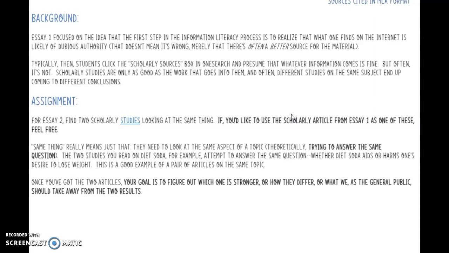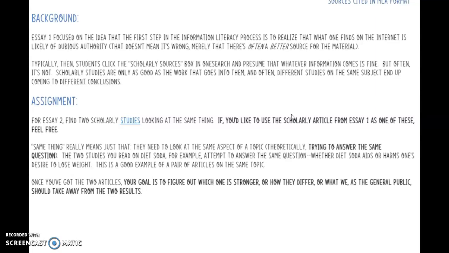So the articles you read last week, those 2 studies both look at the impact of diet soda on one's ability to lose weight, or alternatively on one's likelihood to gain weight. Okay? They're really trying to answer the same question. They go about it in different ways, but they are trying to answer the exact same question, which is what's the impact of this artificial sweetener, these diet sodas, on weight gain or weight loss? It's a good example of a pair of articles on the same topic.